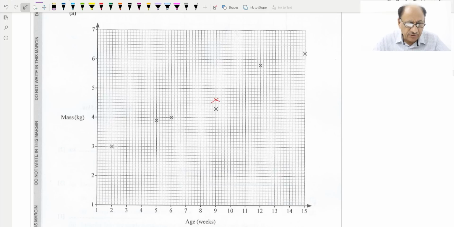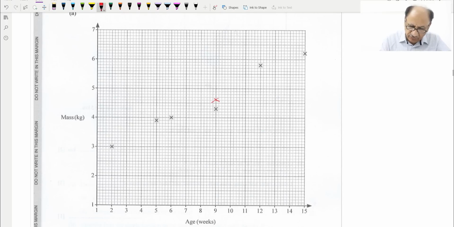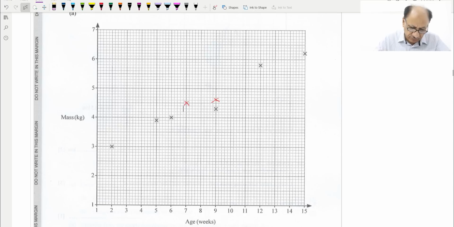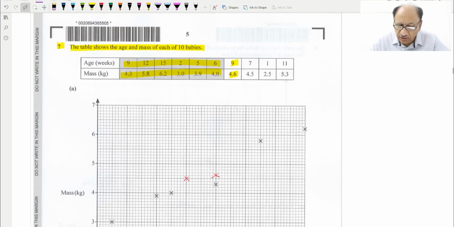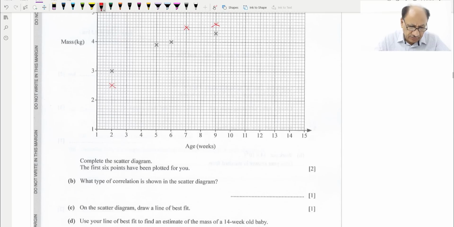Then after that the next point is 7 and 4.5. 7 and 4.5 will be this mark, and next is 1 and 2.5. So 1 and 2.5 will also be marked, and 11 and 5.1, 2, 3 over here. All the points are drawn, and then they are saying complete the scatter diagram, which we have done.